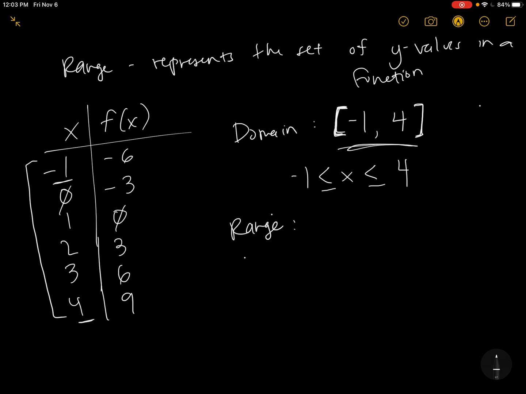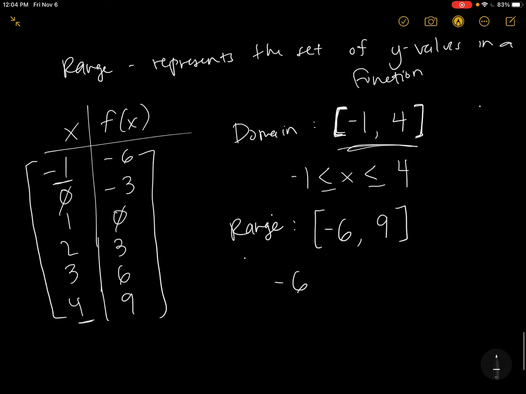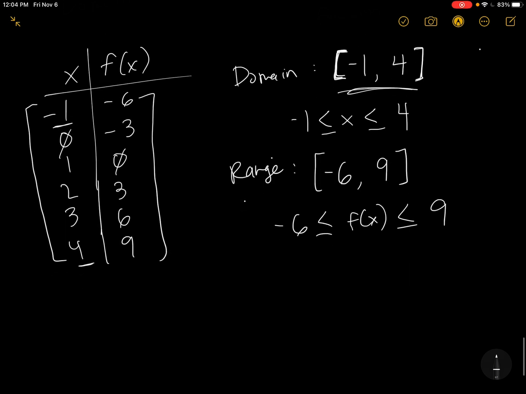The range is going to be the set of the y values. So again, we would just go from the lowest number, -6, to the highest number, 9. That's domain and range. And again, you could write it like this, except now it would be f of x in between, right? The value of the function only goes from -6 to 9.